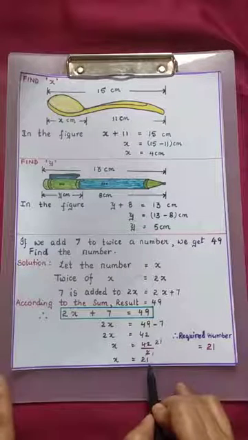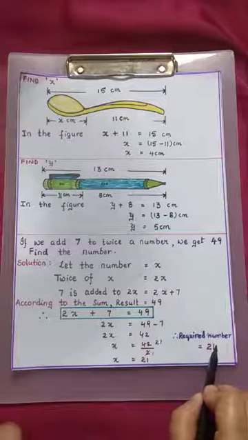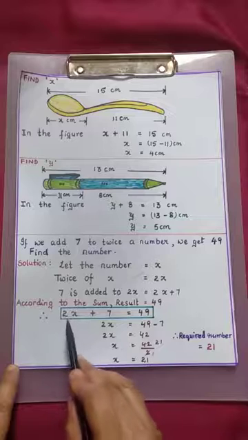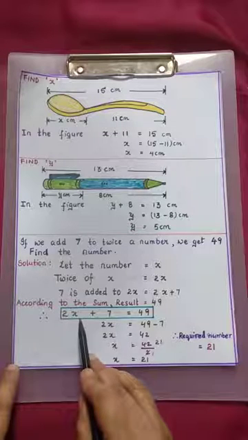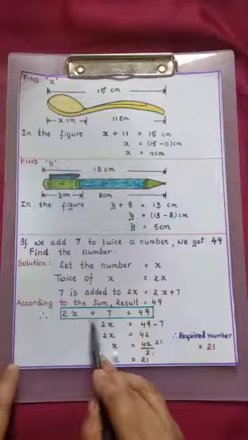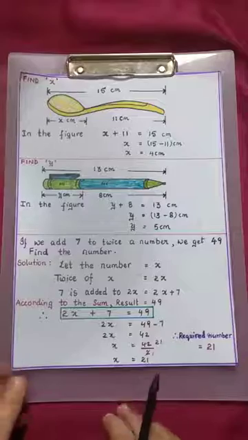So x value is 21. So what is our required number here? 21. If you want to check your result, you can substitute here. 2 into 21 plus 7. 2 21s are 42. 42 plus 7, which is 49. So our required number is the right answer.